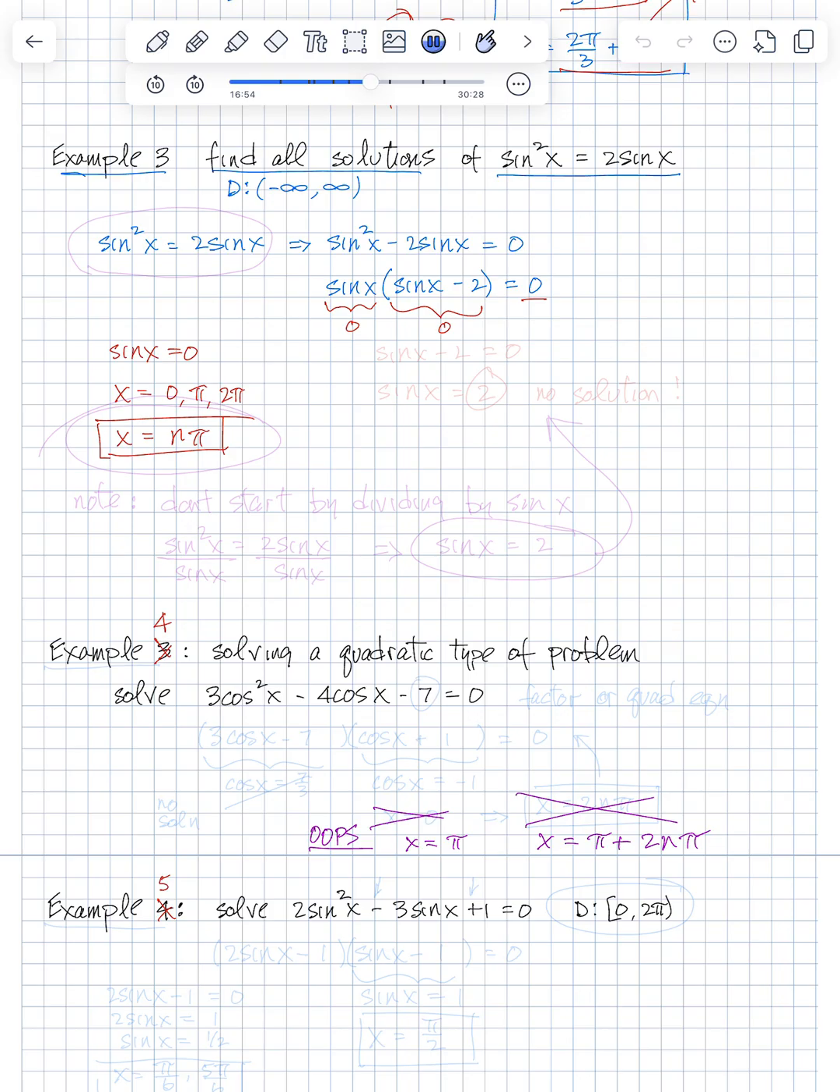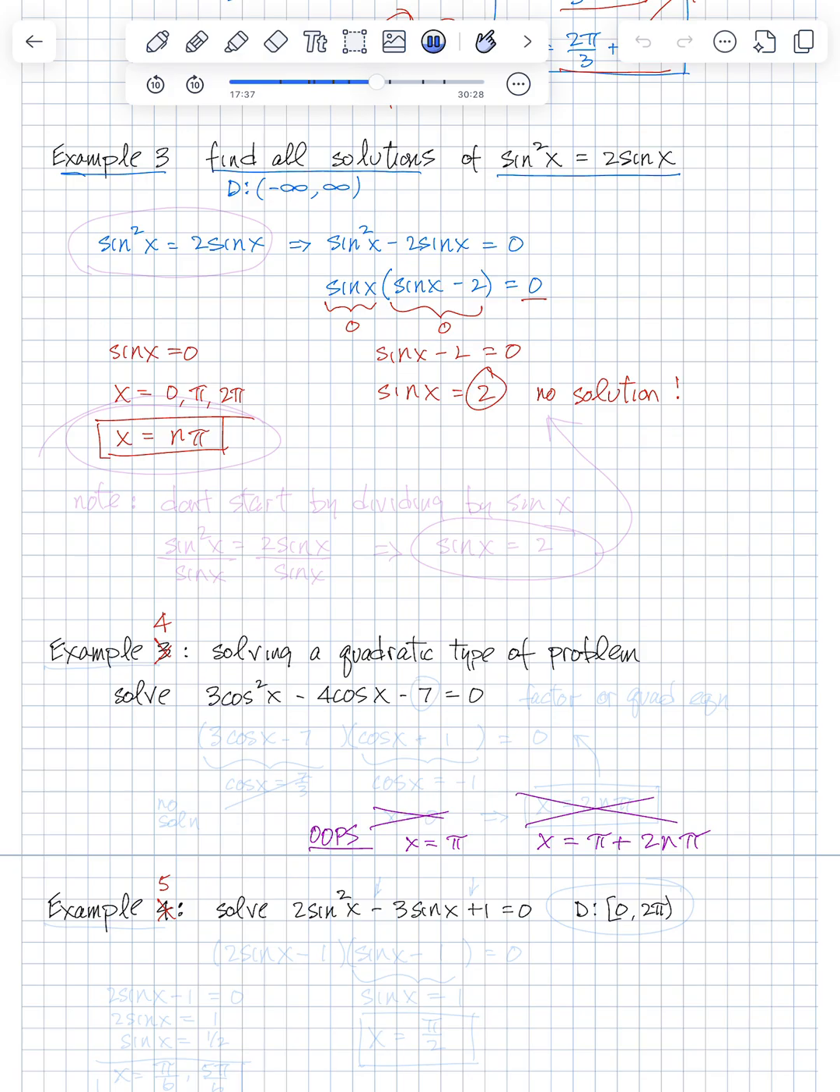Now we're going to go to the second one. Sine x minus 2 equals 0. So we add 2 to both sides. Sine of x is equal to 2. Well, this is no solution. So why is it no solution? Well, it's because the range of sine x can only go from negative 1 to 1. If we have anything outside that range, we have no solution.